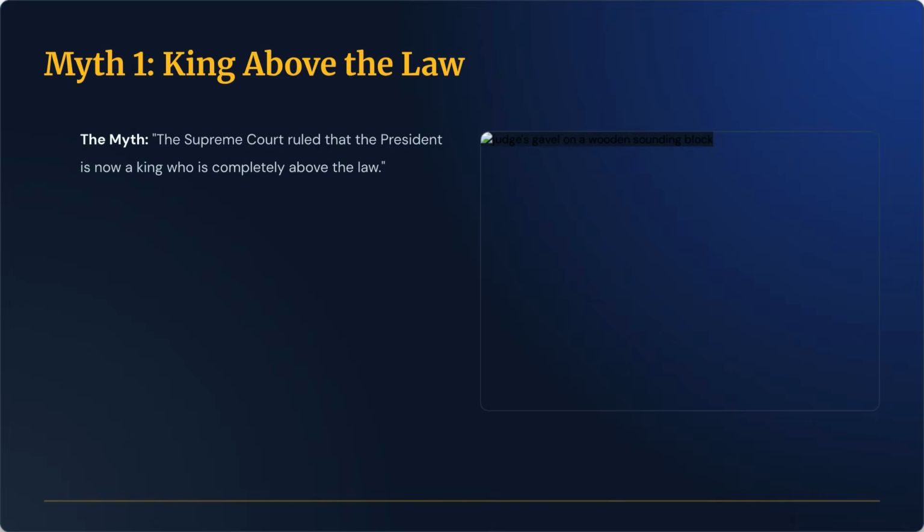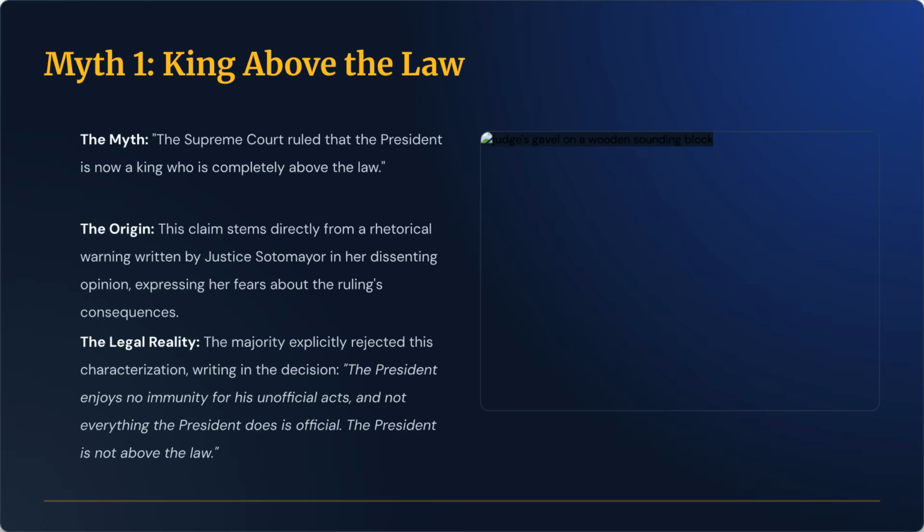Myth 1 claims the ruling made the president a, quote, king above the law. The origin of this claim is a rhetorical warning from a dissenting justice. The legal reality is that the majority explicitly rejected this, stating, the president is not above the law.